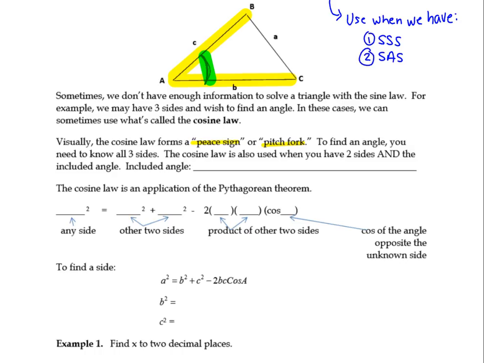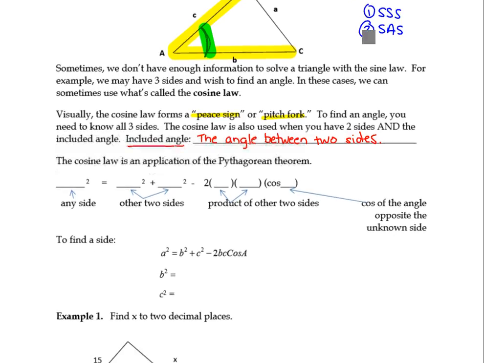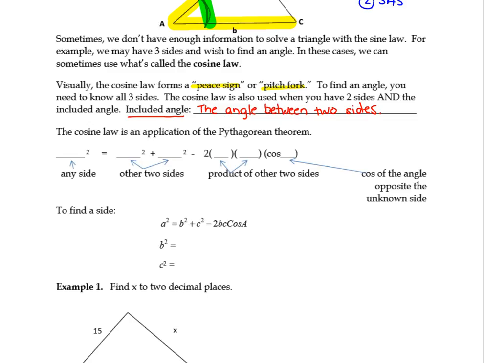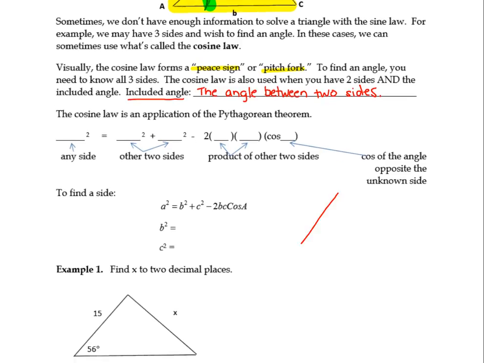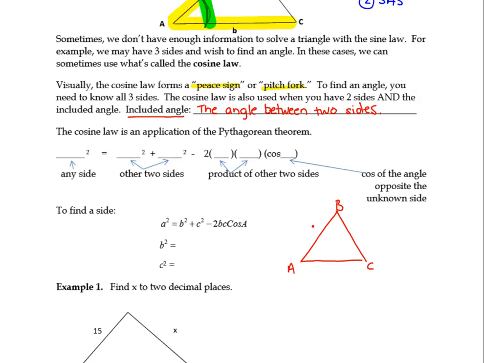So what is the included angle? An included angle means the angle between two sides. So when I say included, I'm talking about the angle between two sides. Okay, so if I had, just like the triangle above, A, B, C, and I knew side C, side B, and angle A. So if I knew side C, I knew side B, and I knew angle A. Okay? And that's the case where we use cosine law.